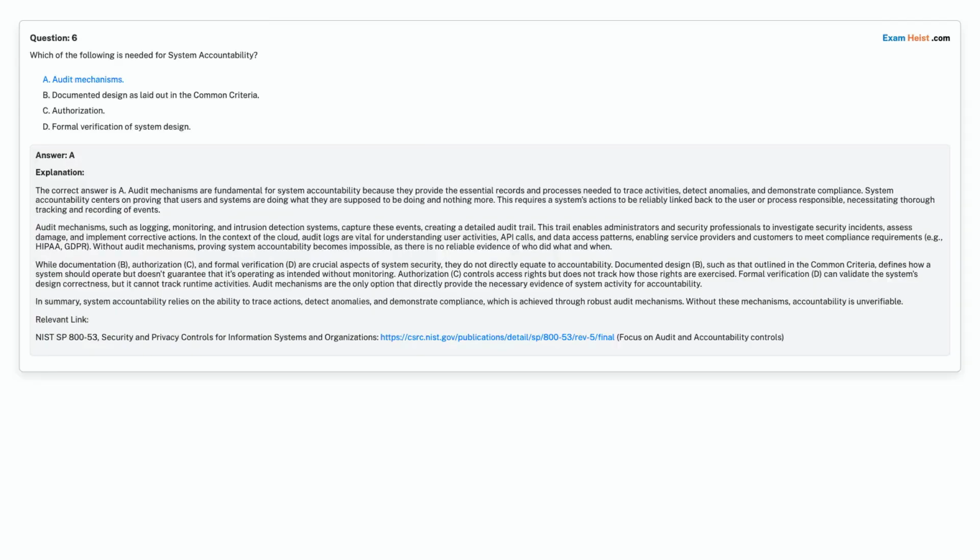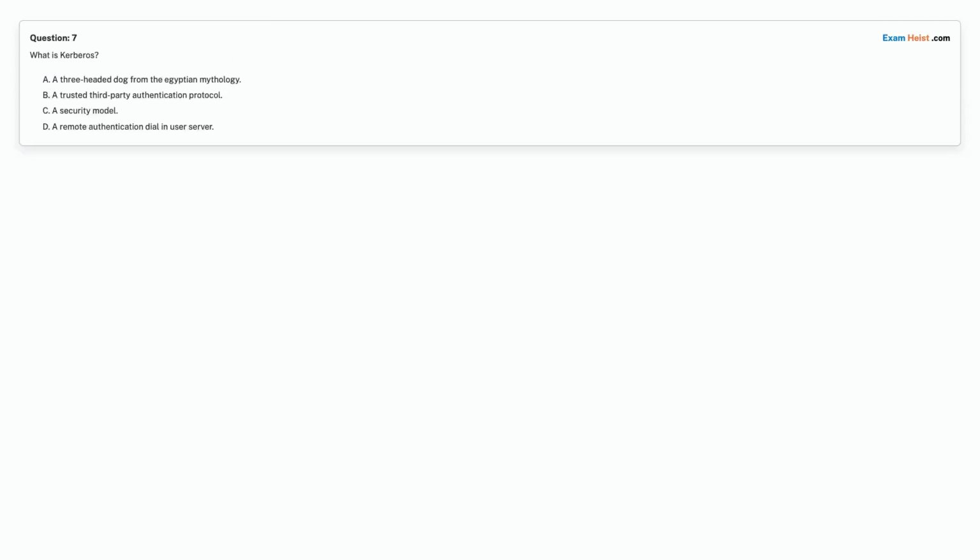Correct answer is Option A. Audit mechanisms.